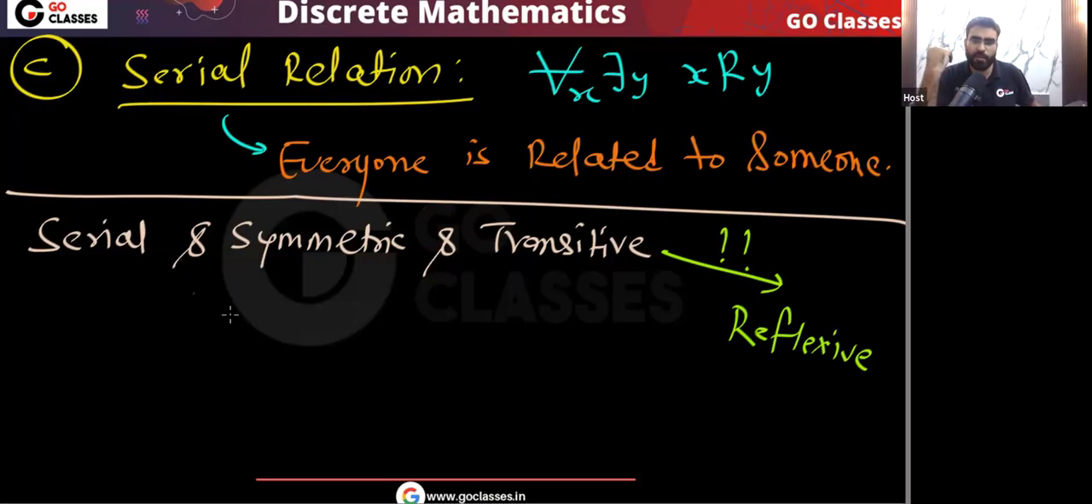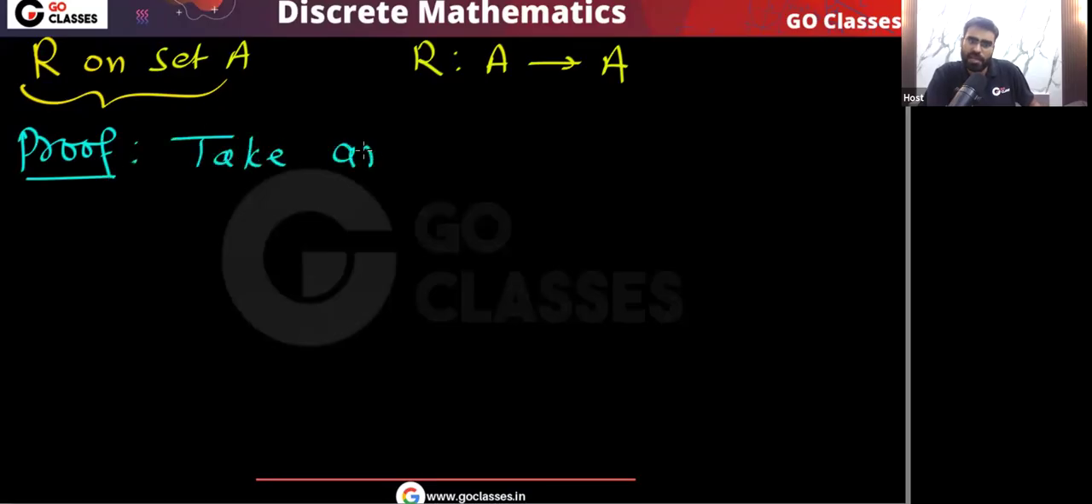Why? See, very simple point. Let me prove. This is actually true, and the proof is also very interesting. So let's assume you have a relation R on set A, a relation R from set A to set A. Now the proof is like this. Take any x in A. That is your choice.